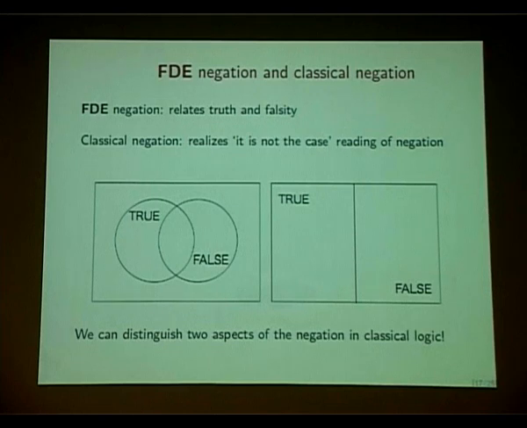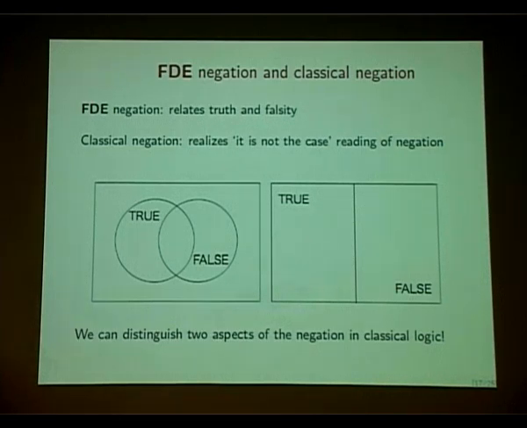And we can also compare the difference between the FDE negation and the classical negation. For this purpose, I just wrote two diagrams. What FDE negation does in this context is to relate the truth and false, so it relates the two circles in the FDE case. Whereas what classical negation does is to show if it's in the circle or not. So we have two circles, so we have two conditions for that.